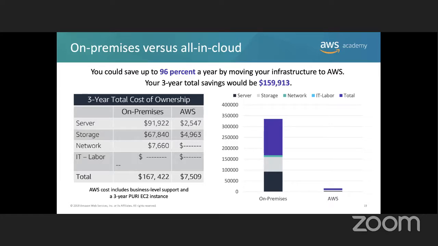So on premises, look how much you pay on servers. 91,922. How much you're going to pay for AWS? 2,547. Storage, 67,000 and so more. AWS, 4,963. Network, 7,000. AWS, nothing. IT labor, you see, nothing on both sides. Total, look at the difference.